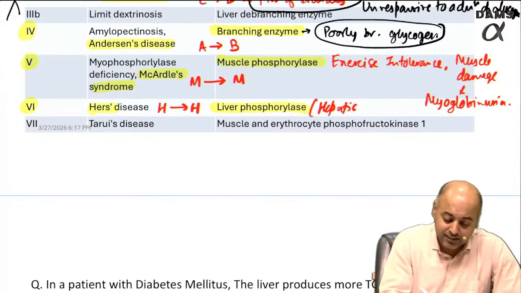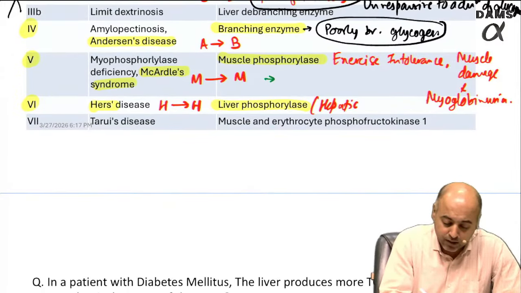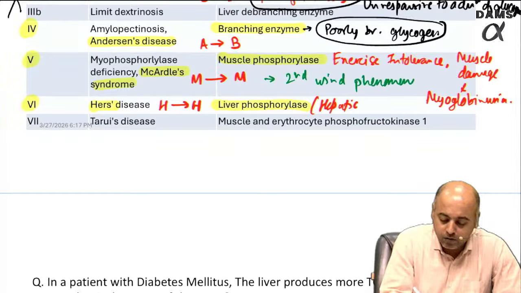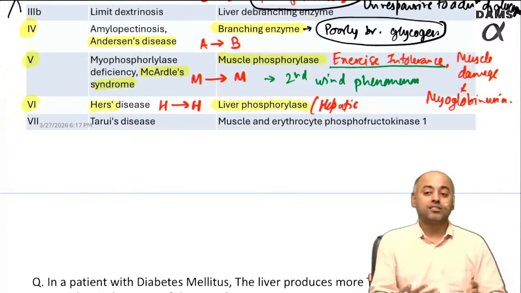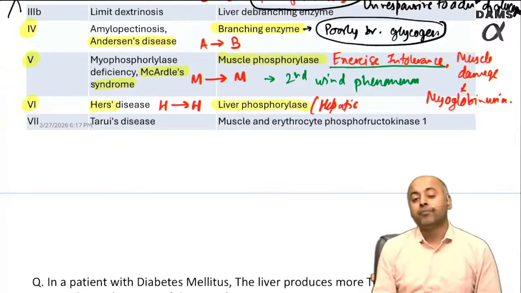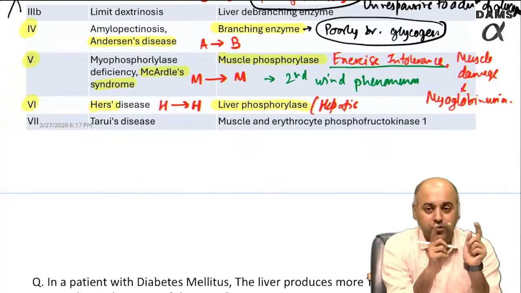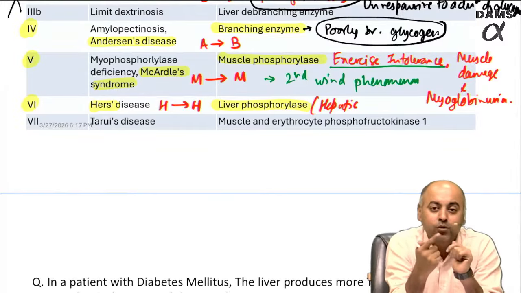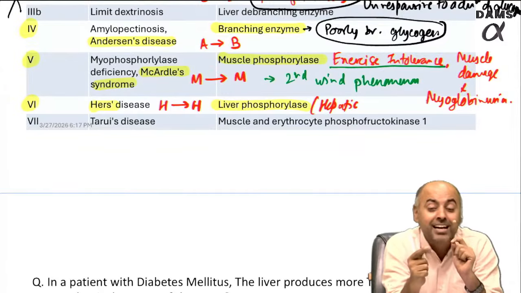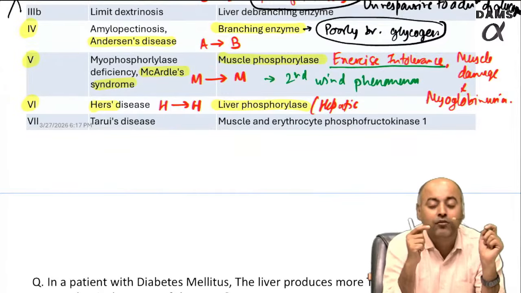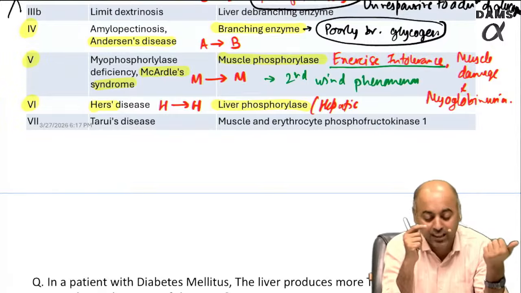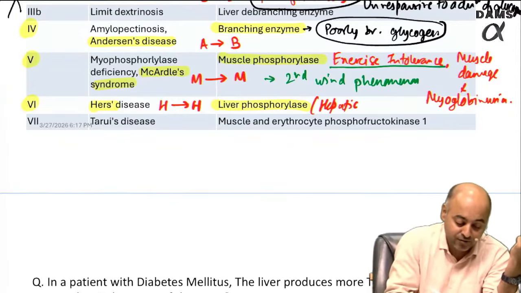Along with the exercise intolerance, we also have what is known as the second wind phenomenon. Initially these individuals have exercise intolerance. When they try to do the exercise, they are not able to do it for a long time. But after a short break of 2, 3, 4, 5 minutes, when they try to exercise, they are able to do sustained exercise. This is called the second wind phenomenon. Exercise intolerance with the second wind phenomenon is the characteristic feature for type 5.